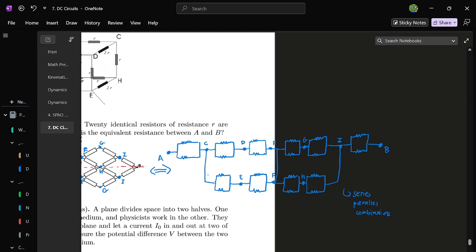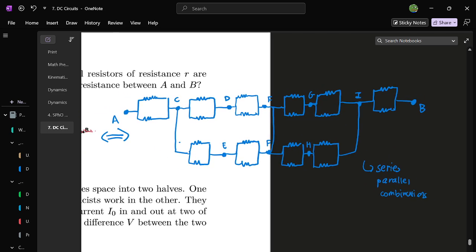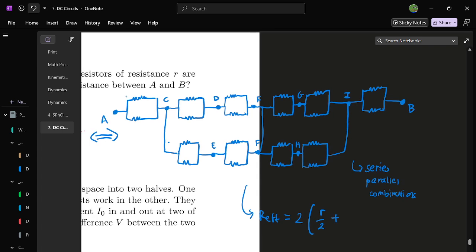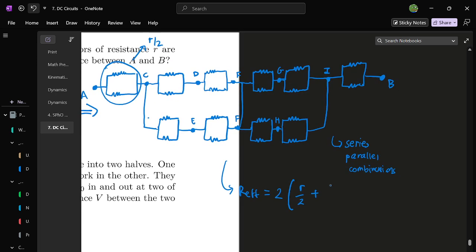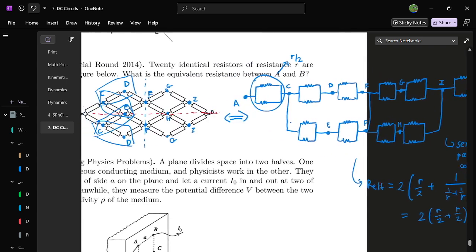Okay, so I'll just complete this. The effective resistance is just 2 times R over 2 plus, all of these things are just R over 2, so 2 times R over 2 plus 1 over (1 over R plus 1 over R). So the final answer should be 2R for the effective resistance.